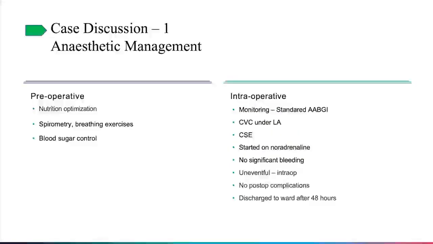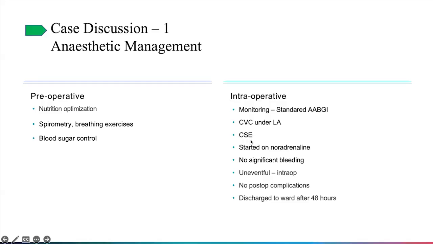Because the patient was high risk, we discussed with the surgical team, and they agreed not to go for curative surgery, just to put a stoma and come out. So we altered the surgical plan, and we did nutritional optimization, spirometry and breathing exercises were started, and proper blood sugar control was achieved. Intraoperatively, standard ASA monitoring, central venous catheter under local anesthesia, and we did the case under combined spinal epidural.